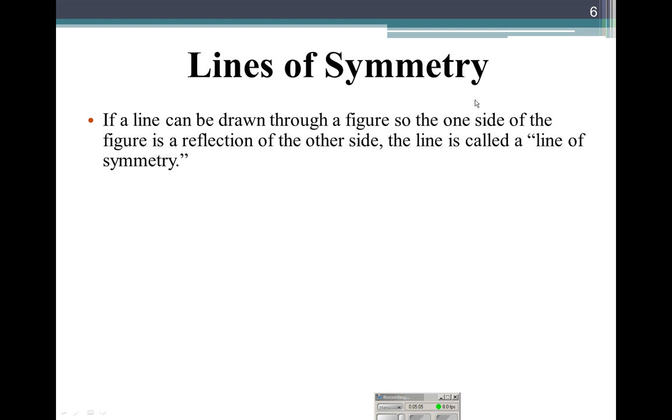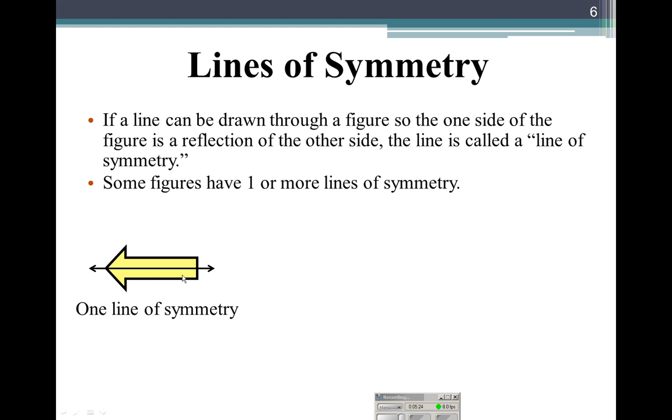Now let's talk about lines of symmetry. If a line can be drawn through a figure, so that one side of the figure is a reflection of the other side, then the line is called a line of symmetry. Some figures have one or more lines of symmetry.